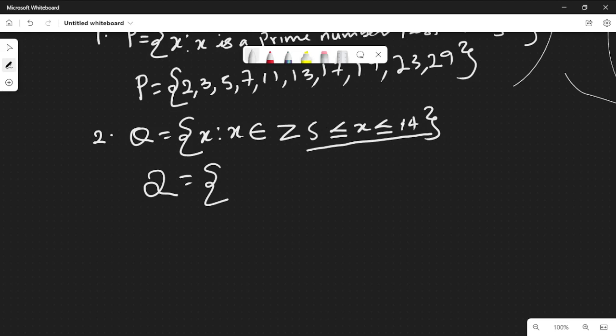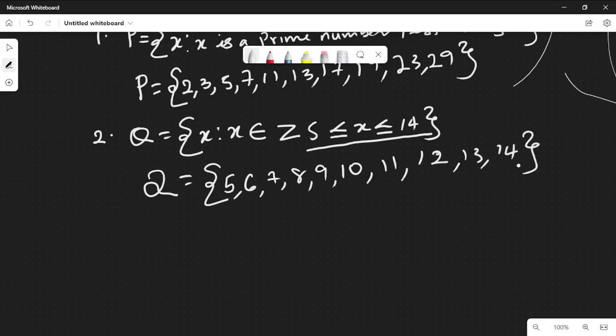This one is also inclusive. So if I want to write down those elements now, I'll start from 5. Then I will have 6, 7, 8, 9, 10, 11, 12, 13 and 14. So this is set Q. Do you understand that now? So that is how to interpret it.